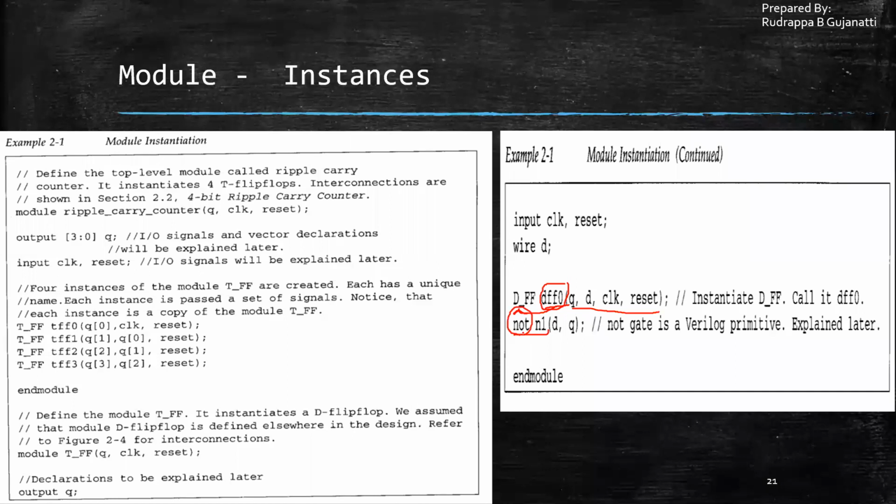And lastly, we have a not used. Not is a keyword which is a primitive present in Verilog, and it is a construct which we can use to build the modules. And N1 is the name given to that. So N1 is the instance created for not. And there are two parameters which you are passing to this.